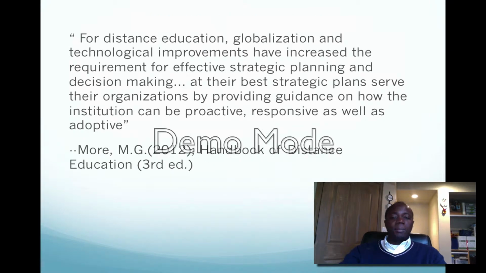I like this quote here by Michael Moore. Quote, "For distance education, globalization and technological improvements have increased the requirement for effective strategic planning and decision making. At their best, strategic plans serve their organizations by providing guidance on how the institution can be proactive, responsive, as well as adaptive." So I guess the gist of this quote here is that in order for distance education programs to be successful, they need to factor in global aspects and technological aspects.